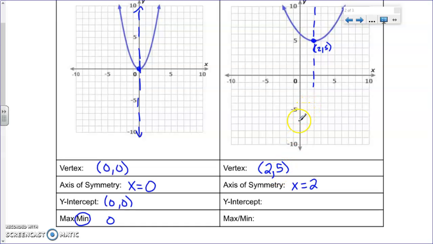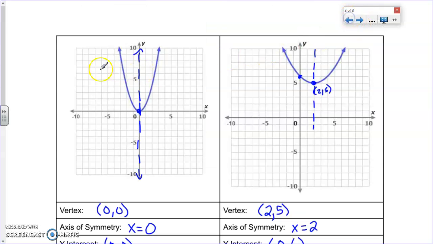So x equals 2. Your y-intercept in this case is right here at (0, 6). Again, when you're doing your Excels, it's just going to have you put 6, but I want you to do an ordered pair. This is a minimum because it's the lowest point, and it's a minimum of 5. So that minimum's at 5. Sometimes you list the ordered pair, sometimes you list the y value.